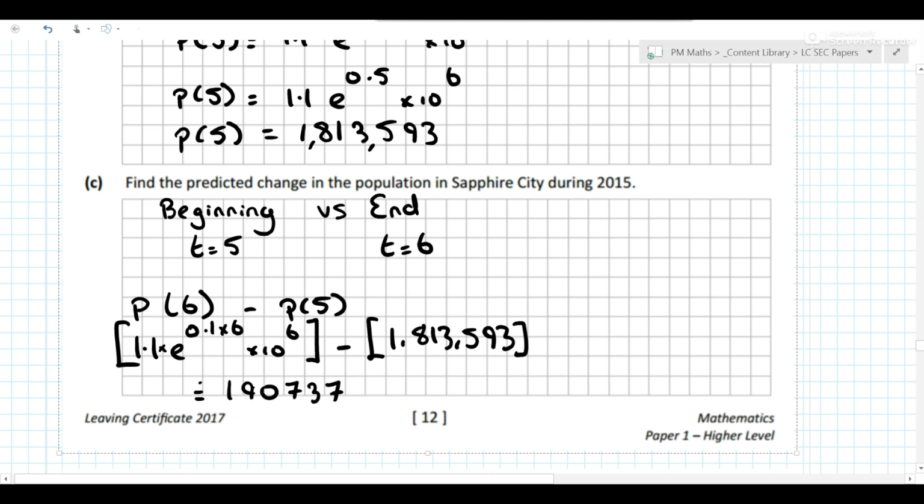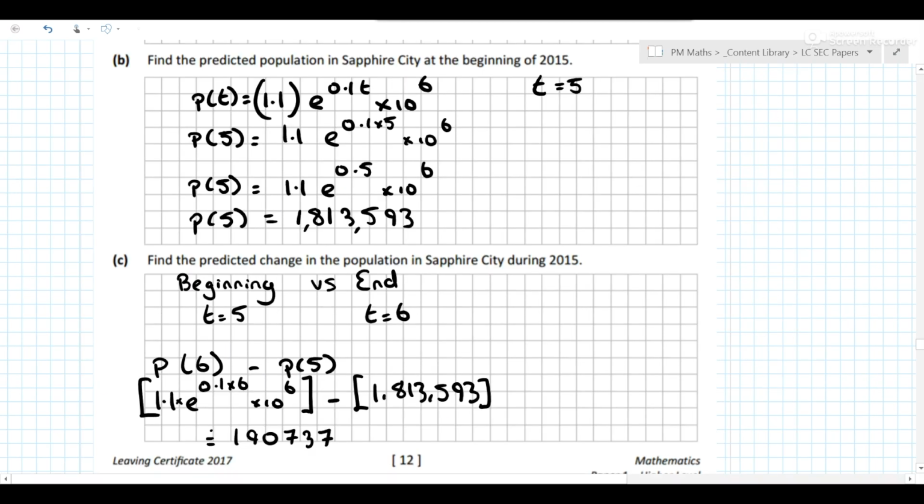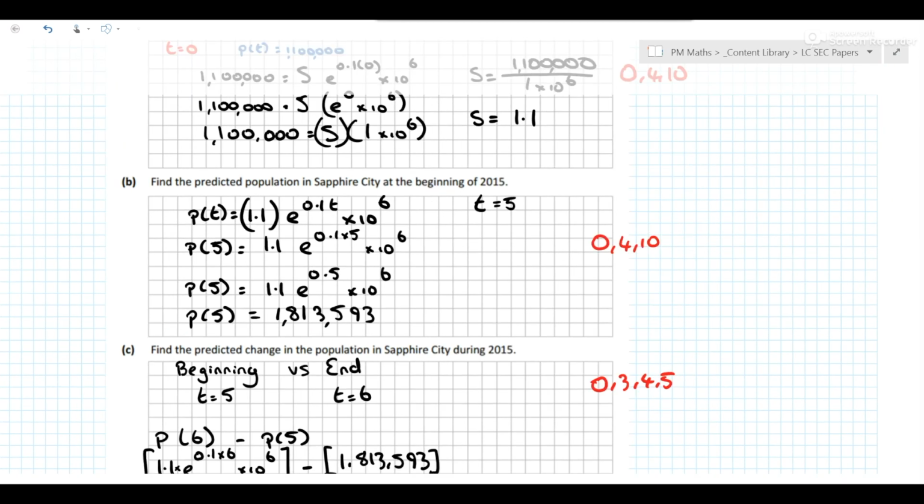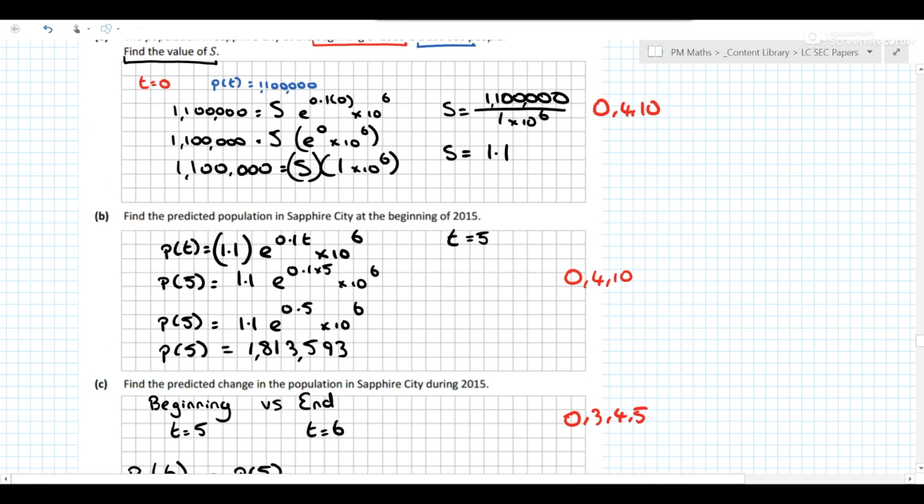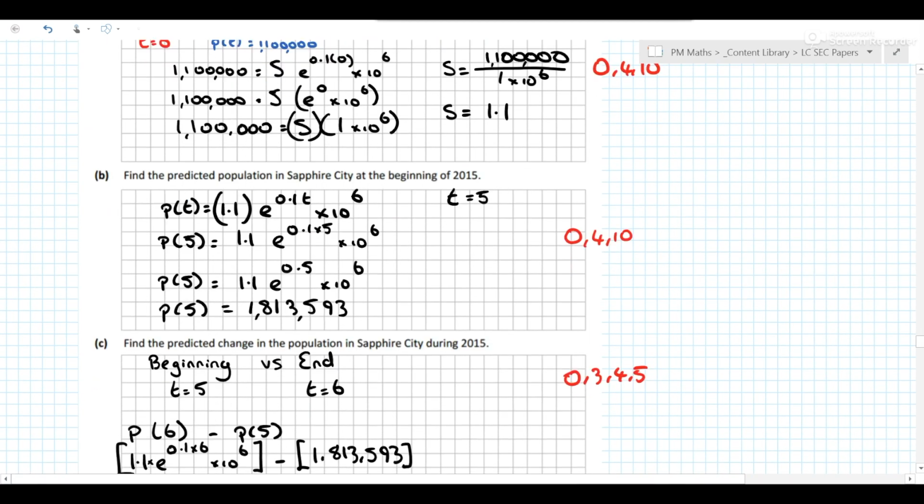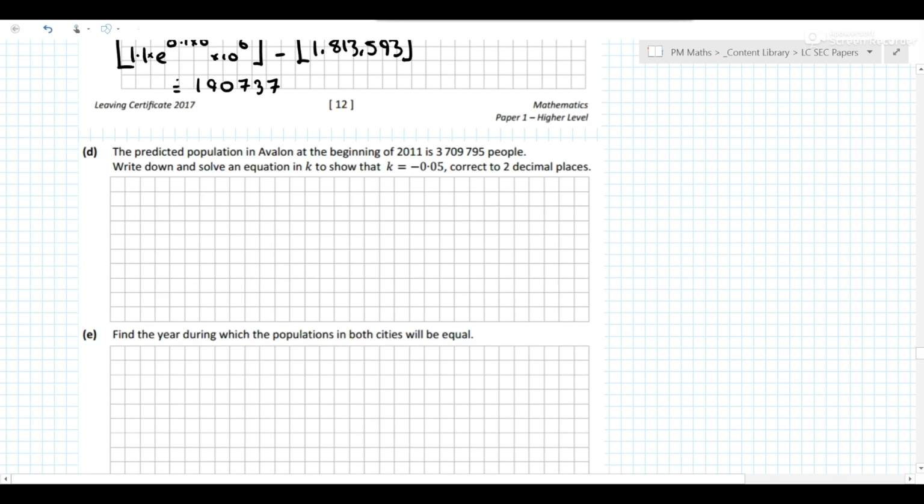Okay, next question. Or well, maybe before I go on to the next question, it might be useful to go over the marks. 0, 4, 10. It's another nice 10 mark question. And 0, 3, 4, 5. So both relatively easy questions, 25 marks for the first 3 parts there, so very, very quick to fly through. So next question.